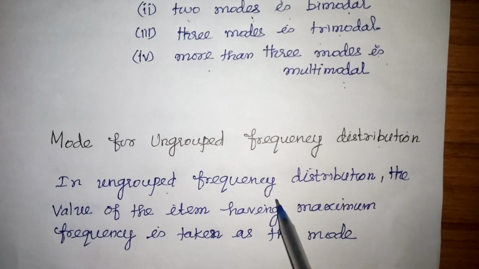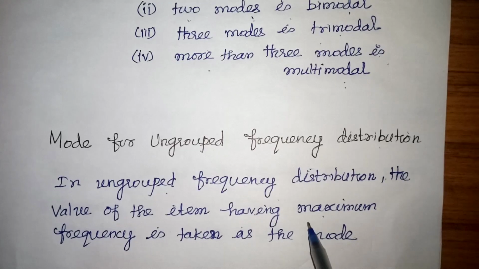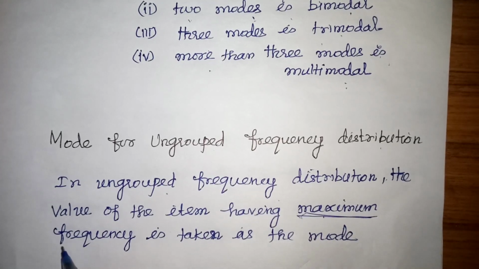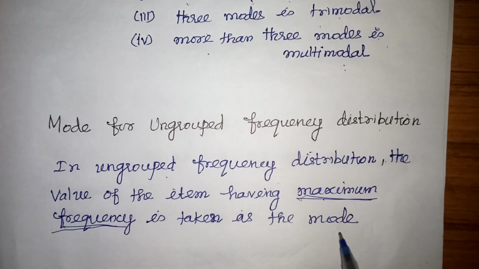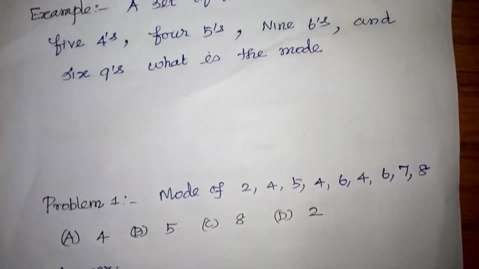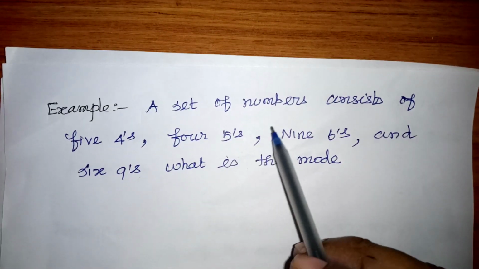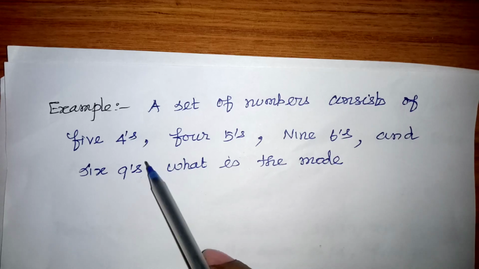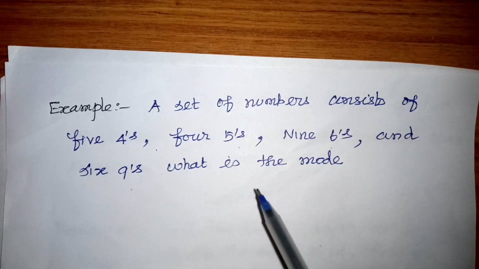Now, mode for ungrouped frequency distribution. In an ungrouped frequency distribution, the value of the item having maximum frequency is taken as the mode. Now see the example. A set of numbers consists of 5 4s, 4 5s, 9 6s and 6 9s. What is the mode?